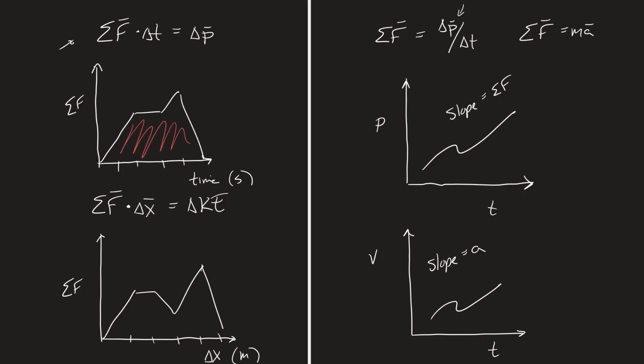The area of a force versus time graph is impulse. It's change in momentum. And the area of a force versus position graph is net work. Change in kinetic energy. These are very similar graphs, and they tell us very similar things. But obviously, when doing your work, be careful. All right, you guys got that down?